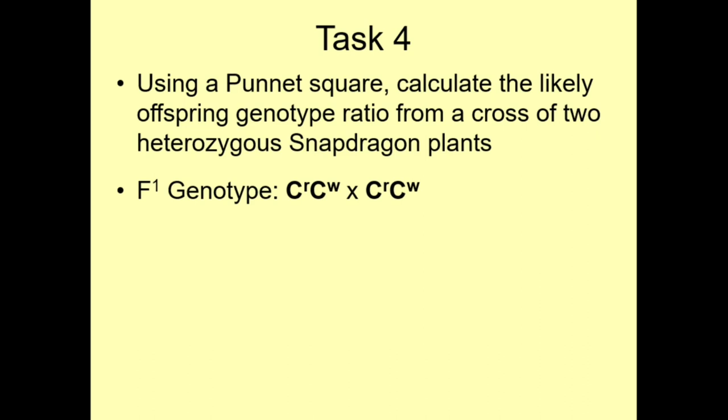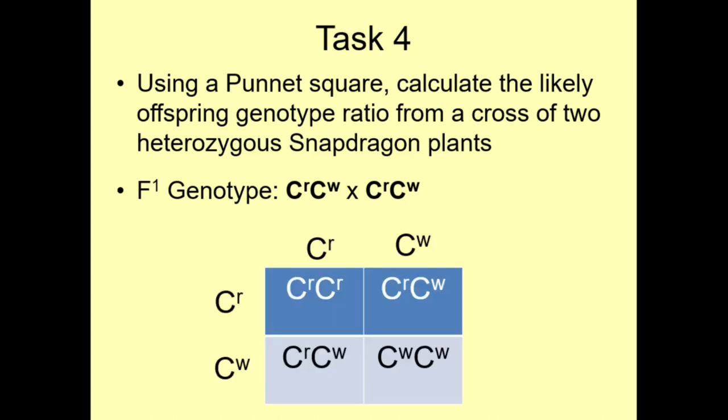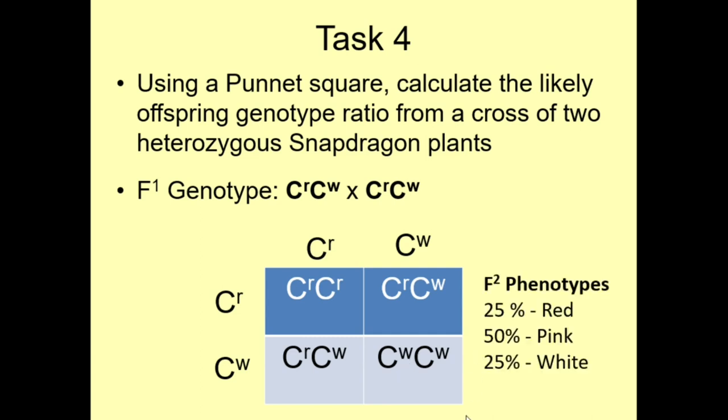Okay, so hopefully you've had a chance to work through that, and hopefully what you got looks something like this. We put one parent down the side, CRCW, the other parent across the top, CRCW, and then you just went across and put the parents into each of the boxes. What you should have got was CRCR, well, that would be red, CRCW, that's pink, CRCW, that's pink, and then CWCW, well, that's white.